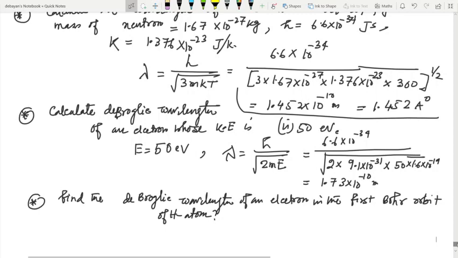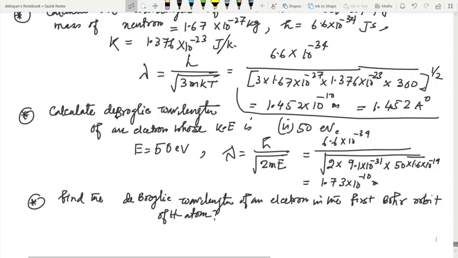First Bohr orbit, it is given. Since it is the first Bohr orbit, the value of n is 1, and the energy is minus 13.6 eV, and the de Broglie wavelength is h by root over 2me. If you put in the magnitude, it will become 3.3 × 10^-10 meter. Now there is an important concept for finding the de Broglie wavelength, so look at the problem carefully.